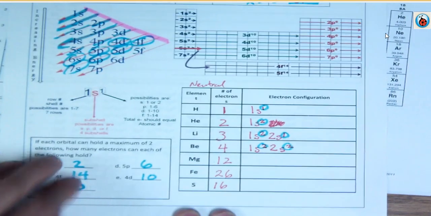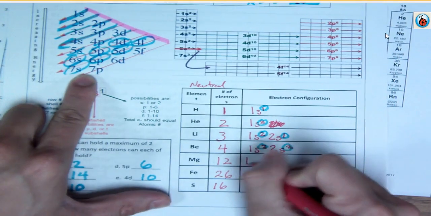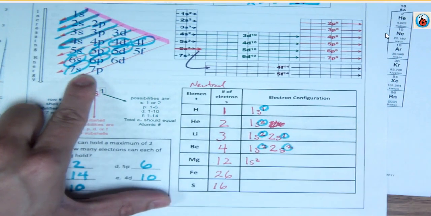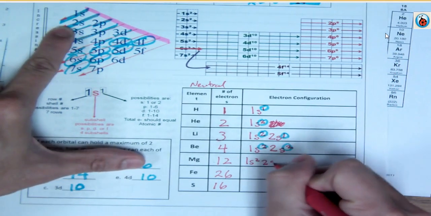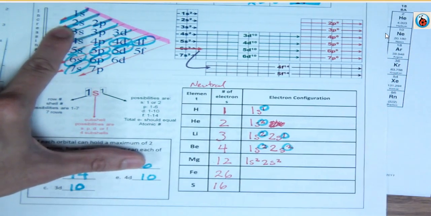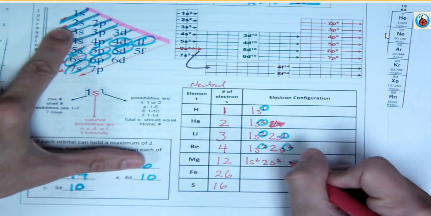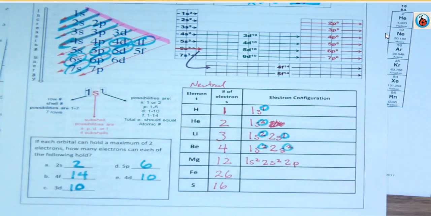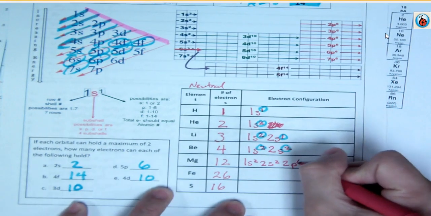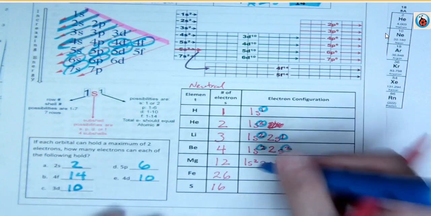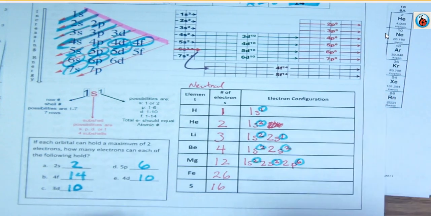Magnesium is 12 electrons. So you go 1s2. That's 2. We need 10 more. What's after 1s? 2s2. That is 4. Then what's after 2s? 2p. And the p sublevel can hold how many electrons? The p sublevel can hold 6. So we can put 6 on there. It can hold up to 6, but we need 6 because we need to get to 12. How many is that so far? 6 plus 2 plus 2. That's 10. We need 2 more.